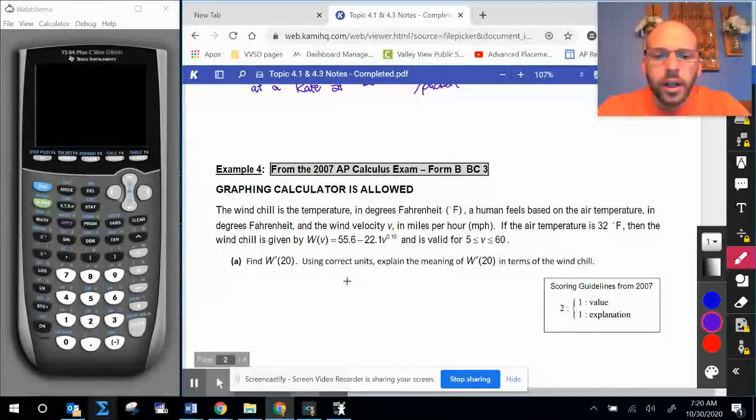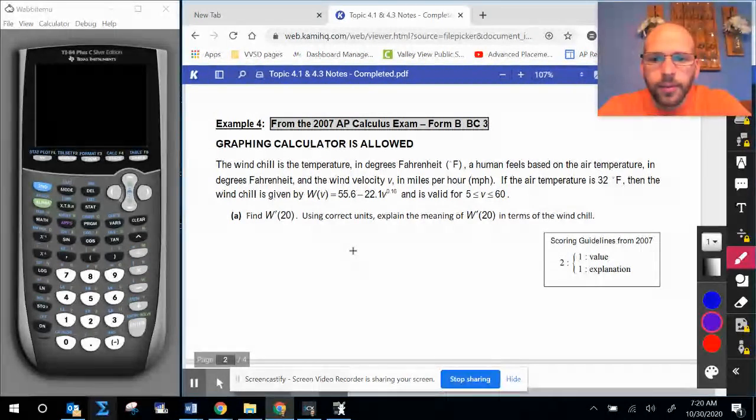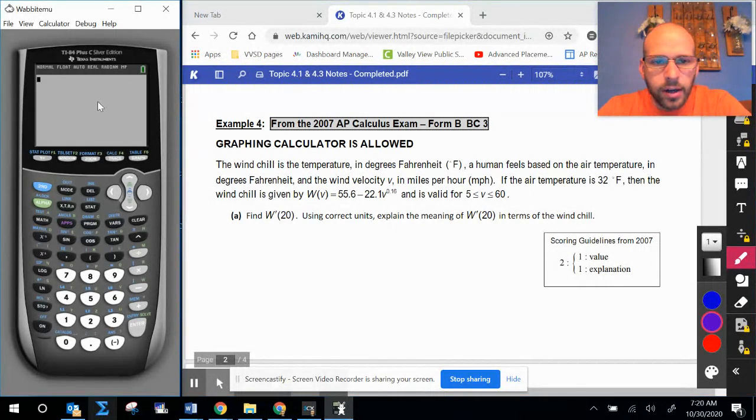Okay, now the following problems are calculator active, and they're actually from old AP exams. So I want you to see what this looks like in context for an AP problem. All right, so I have my calculator to the side here. I'm going to utilize it as much as I can. It says the wind chill is the temperature in degrees Fahrenheit a human feels based on the air temperature in degrees Fahrenheit, and the wind velocity v in miles per hour. If the air temperature is 32 degrees, then the wind chill is given by the following function. Okay. Find W prime of 25. Using correct units, explain the meaning of W prime of 20 in terms of wind chill.